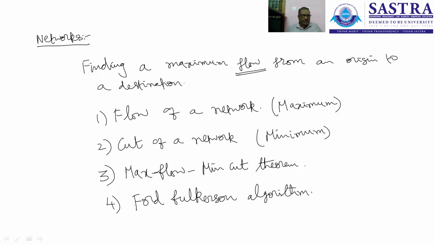Now, I will first define what is a network, and then we will discuss the various terminologies that we use here. Okay. So now the first thing is a network, capital N, is a directed graph. You know what is a directed graph? A graph with the edges being directed, which has direction.